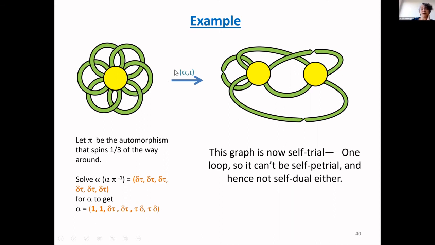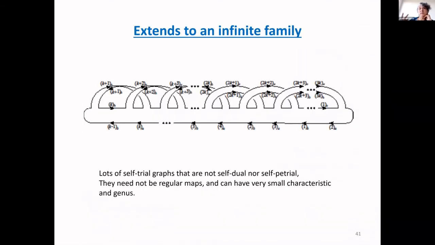You do this weird thing to here. Voila. This graph is now self-trial. It's got a loop, so it can't be self-petrial, and so it can't be self-dual either. So this is another one of those special graphs, and you can get them really pretty easily. And that process extends to an infinite family. You can play that game with more and more loops. So there are lots and lots of self-trial graphs that are not self-dual or self-petrial. They don't need to be regular maps. They can have very small characteristic in genus.